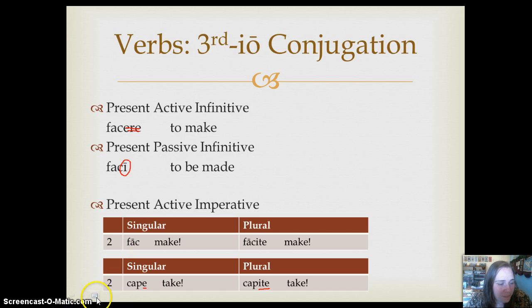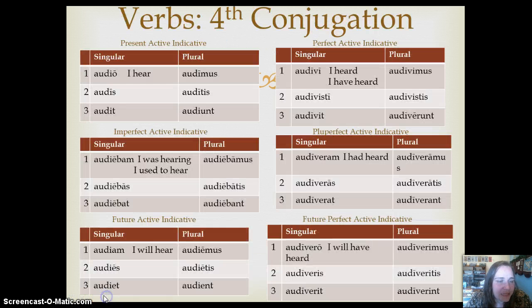So there you go. The last thing we need to review is the 4th conjugation, and again, fourth conjugations like third IOs have to retain their I. So you will notice it's audiunt, right? They hear. Audiebam, right? Audiam, so on and so forth.